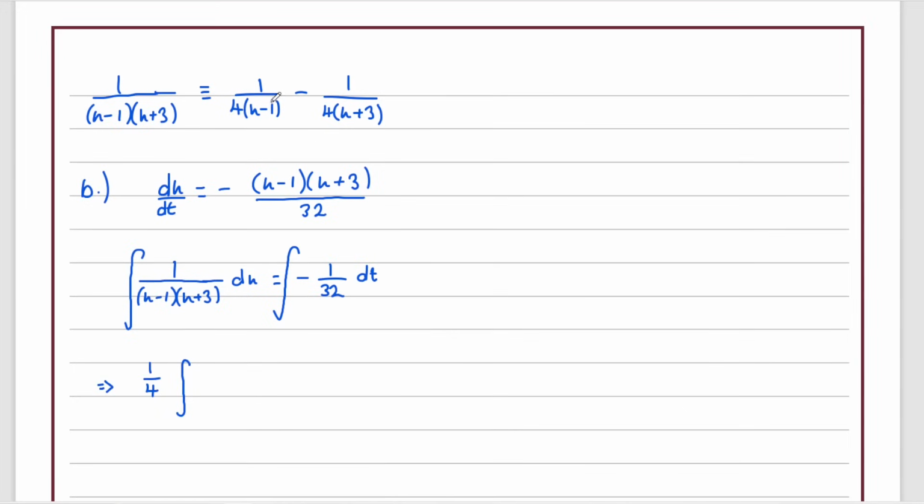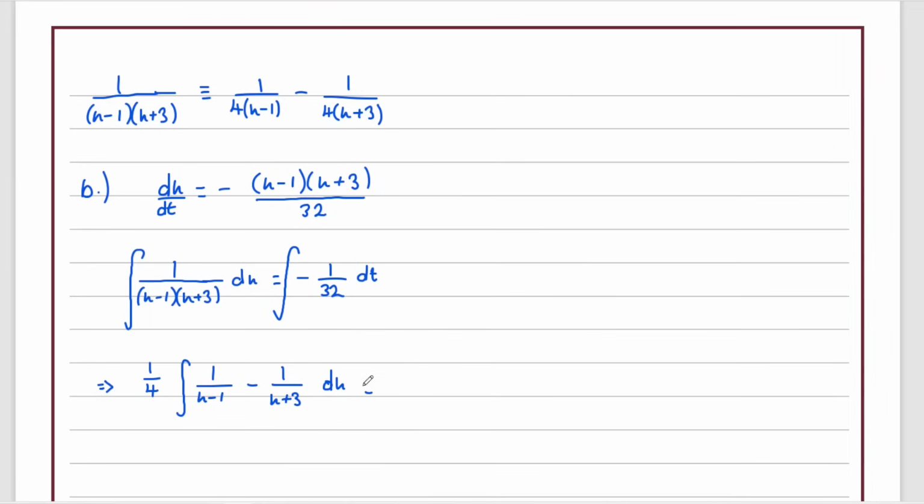And then we have our partial fraction decomposition. So that's 1 over h minus 1 minus 1 over h plus 3, like so, and that is for dh there with respect to h.